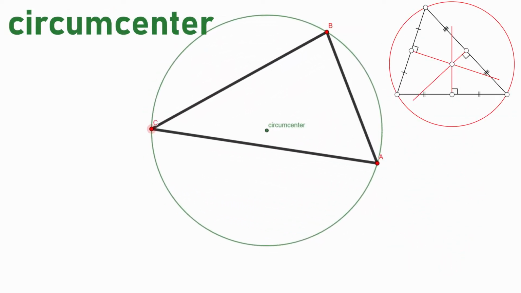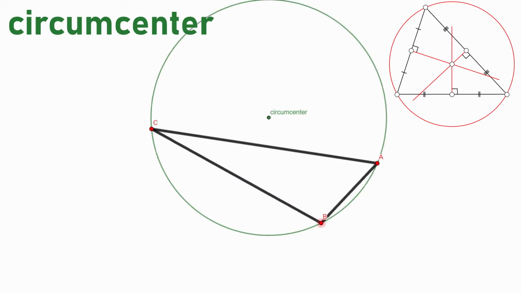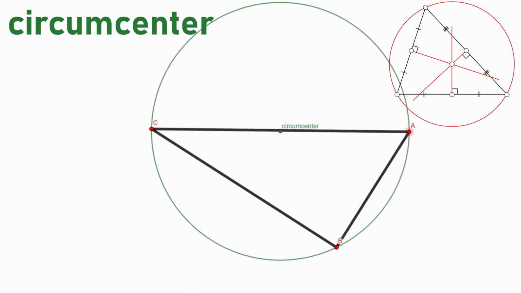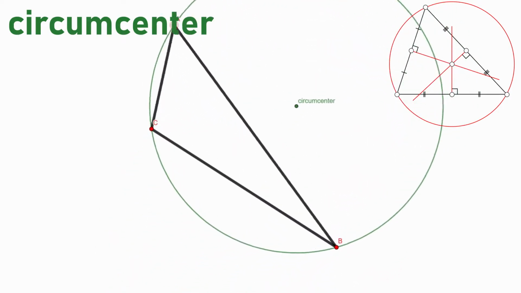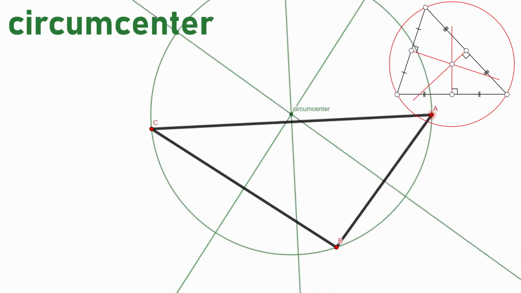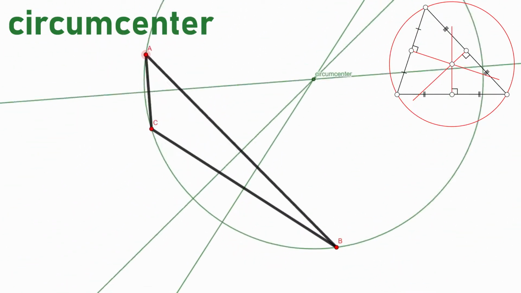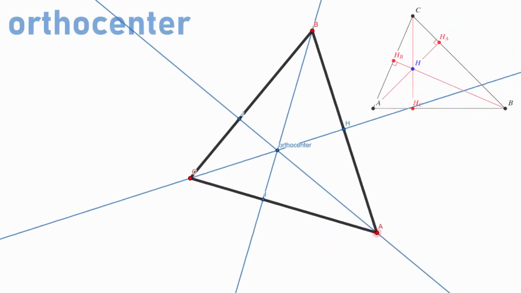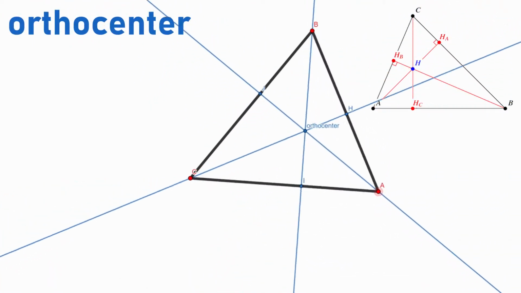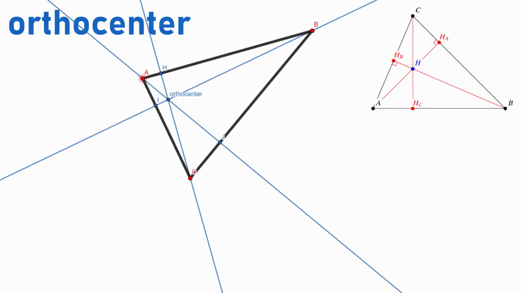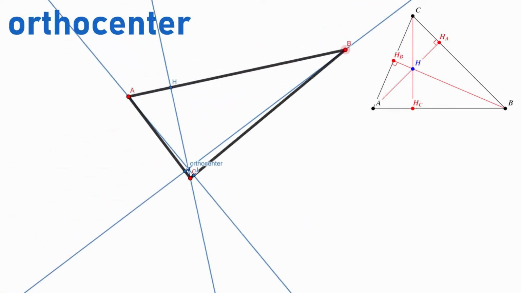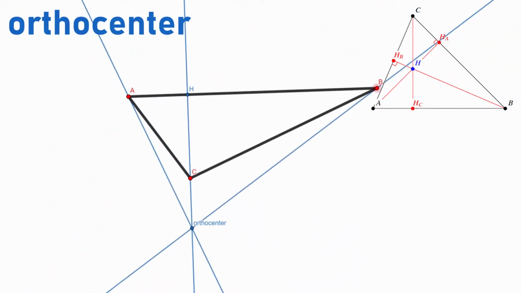Next is the circumcenter, which, appropriately named, is the center of the unique circle which passes through all three corners of the triangle. This point can be found at the intersection of the perpendicular bisectors of all three sides. Now is the orthocenter, which is the intersection of the altitudes of the triangle. The altitudes are the lines from the corners of the triangle that are perpendicular to the opposite side.